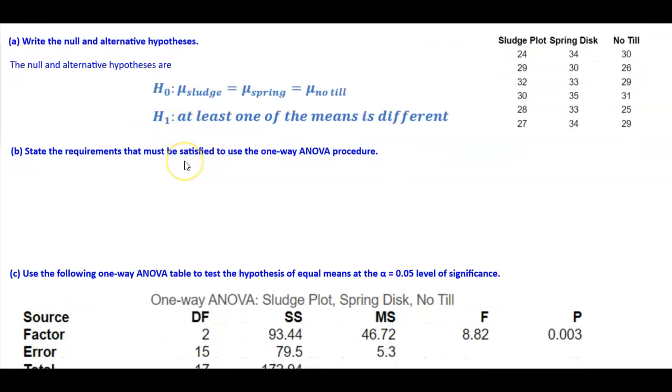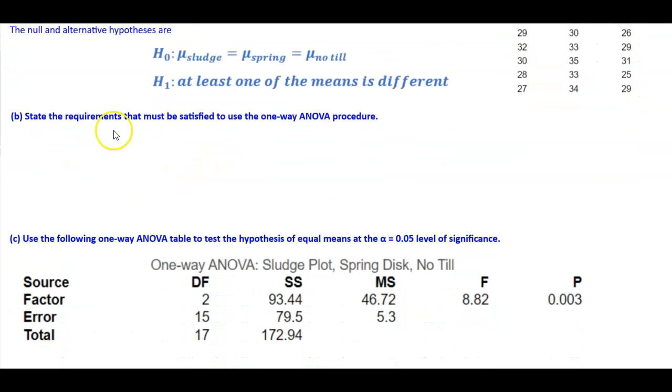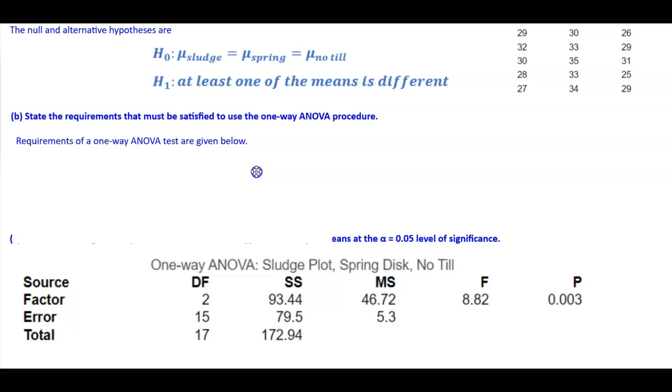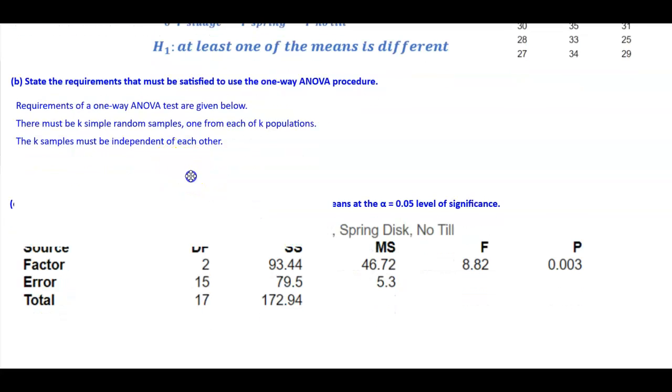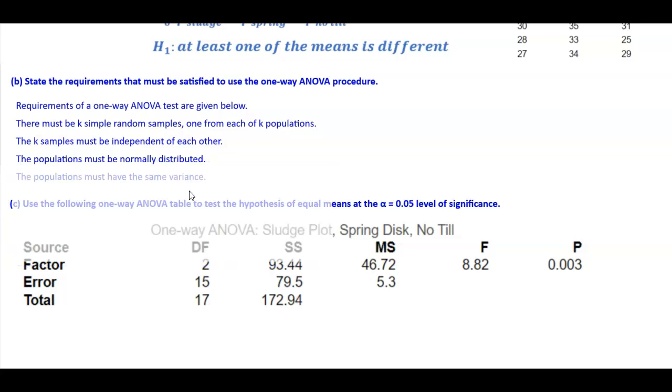Okay. Next, for part B, it says state the requirements that must be satisfied to use the one-way ANOVA procedure. Well, the requirements of a one-way ANOVA test are given below. First, there must be k simple random samples, one from each of k populations. The k samples must be independent of each other. The populations must be normally distributed. And the populations must have the same variance.